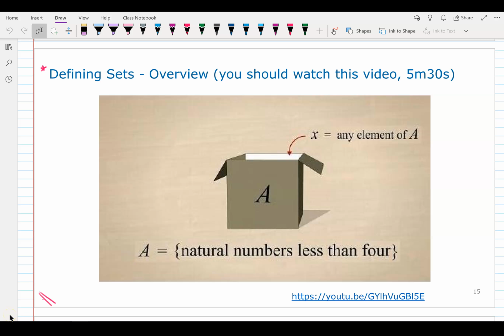Welcome to another lesson. I'm going to start this lesson by saying that you should watch this video that you're looking at right now. This is a really nice video, giving you a nice overview of defining sets, what they are, how to set them up, what they mean, all sorts of stuff.